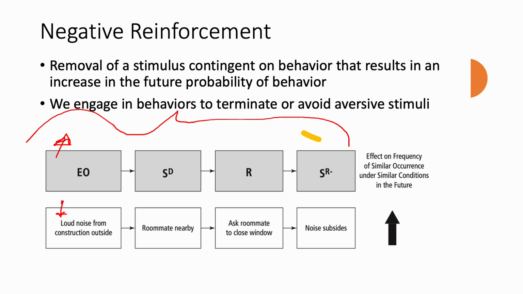So we need to have a discriminative stimulus, so our SD. So our SD is that there's a roommate nearby. So you hear loud noise, that's the aversive stimulus, and then there's a roommate nearby, which signals that we can engage in behavior in order to get access to our reinforcer. So we ask our roommate to close the window. That's the behavior. And what happens is the noise is removed.